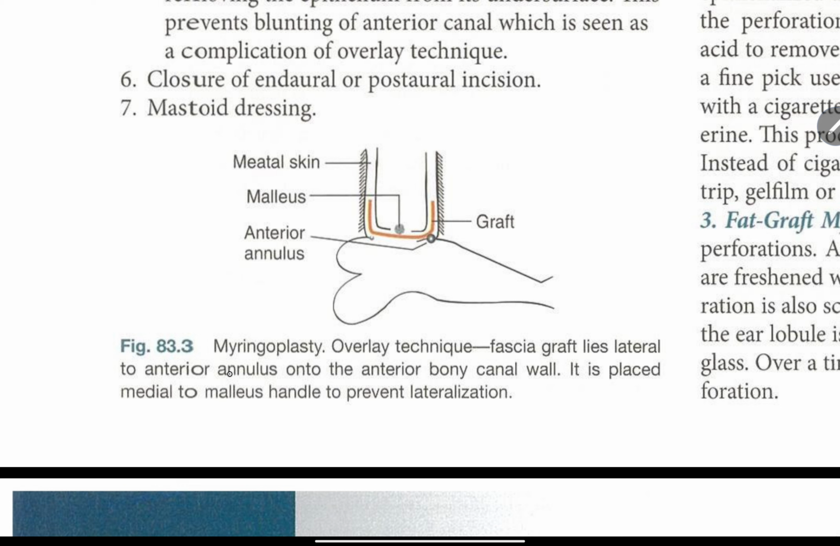Figure 83.3 Myringoplasty overlay technique. Fascia graft lies lateral to anterior annulus onto the anterior bony canal wall. It is placed medial to malleus handle to prevent lateralization. Graft, malleus, meatal skin, anterior annulus.